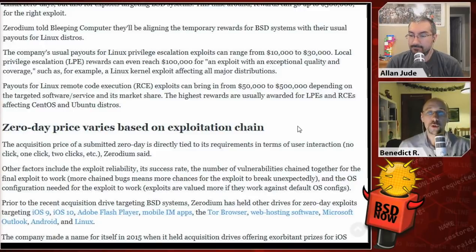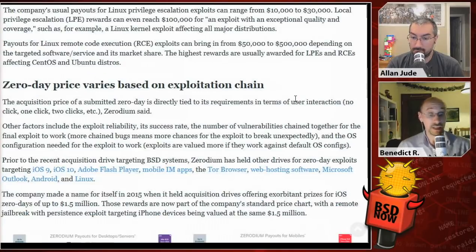ZeroDium told Bleeping Computer they'll be aligning the temporary rewards for BSD systems with their usual payouts for Linux distros. The company's usual payout for Linux privilege escalation exploits can range from $10,000 to $30,000. Local privilege escalation, or LPE, rewards can even reach $100,000 for an exploit with an exceptional quality and coverage, such as, for example, a Linux kernel exploit affecting all major distributions. Yeah, and then all hell will break loose.